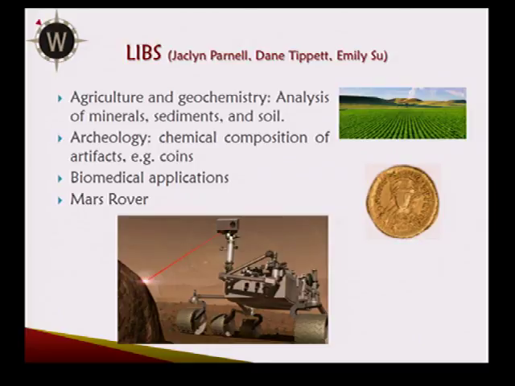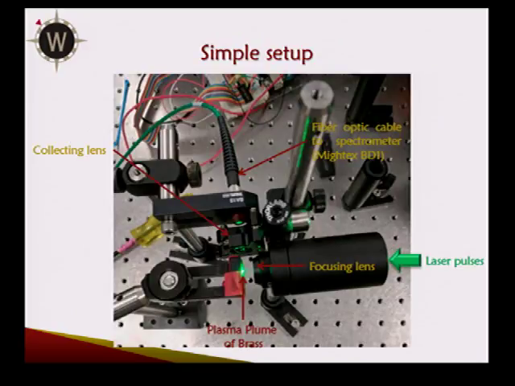It's pretty robust and portable enough so that actually the Mars rover has it as well. You can find it in a lot of different areas, and it's really used for chemical analysis of materials. And it's pretty much non-destructive. So you can tune the laser down significantly so that you're not destroying the object you're analyzing. The setup is also very simple.